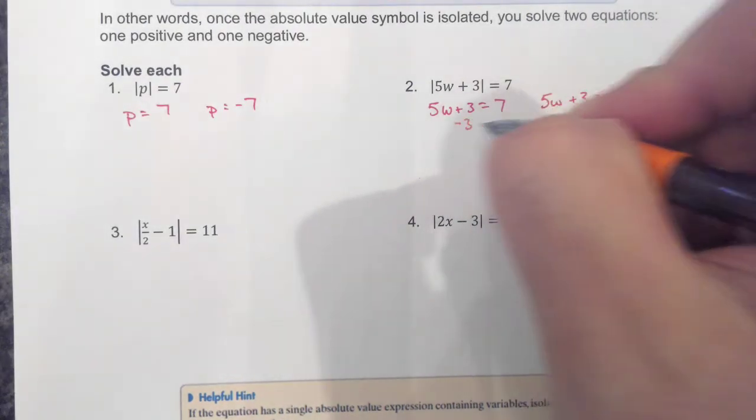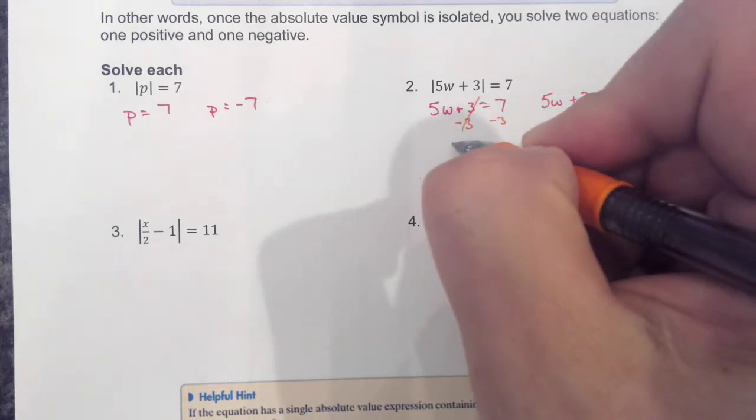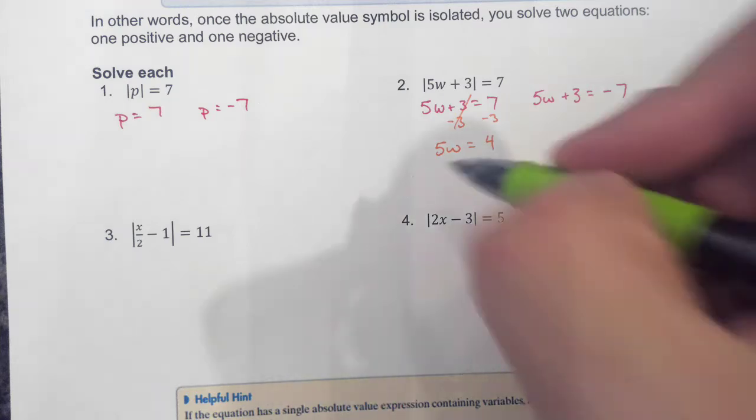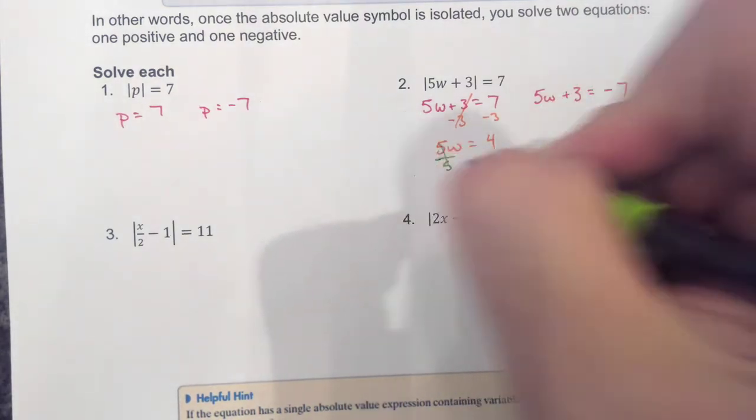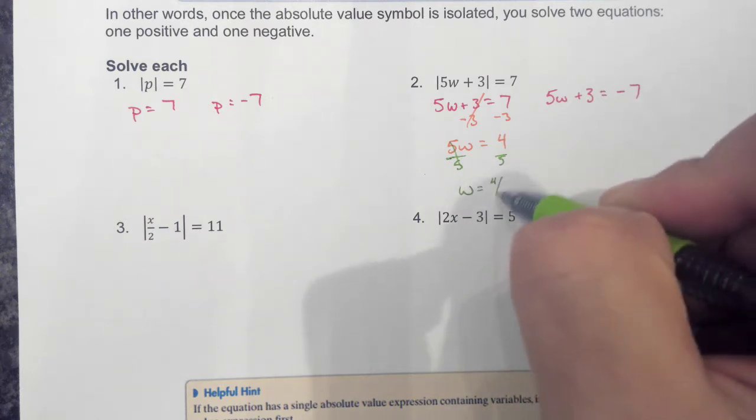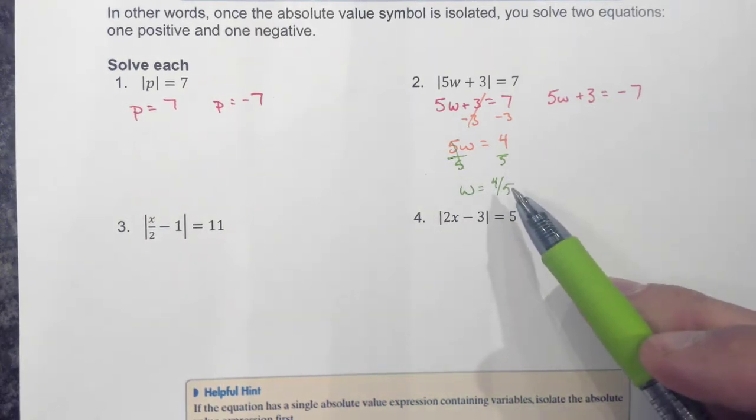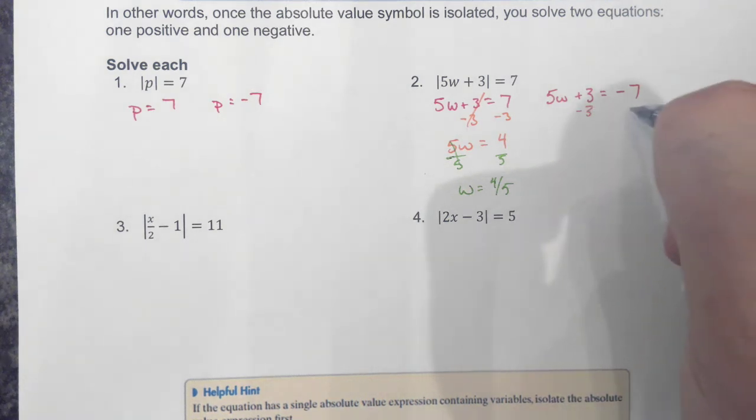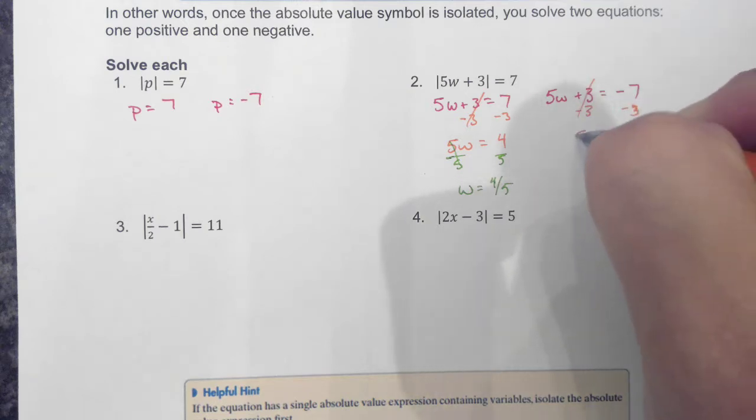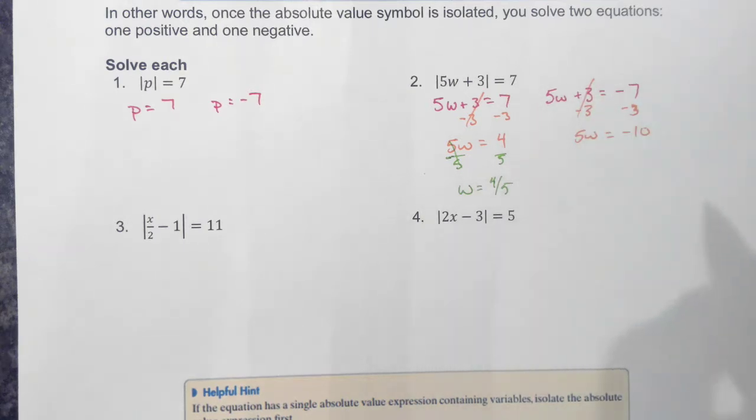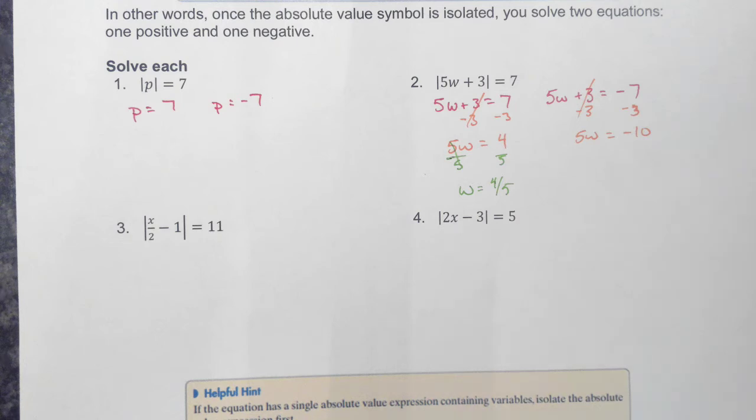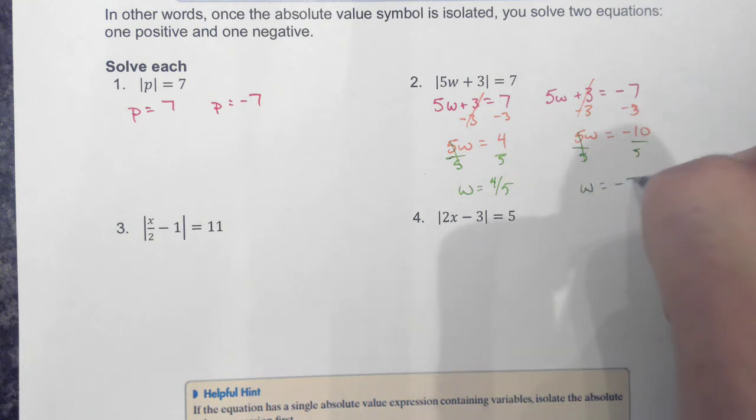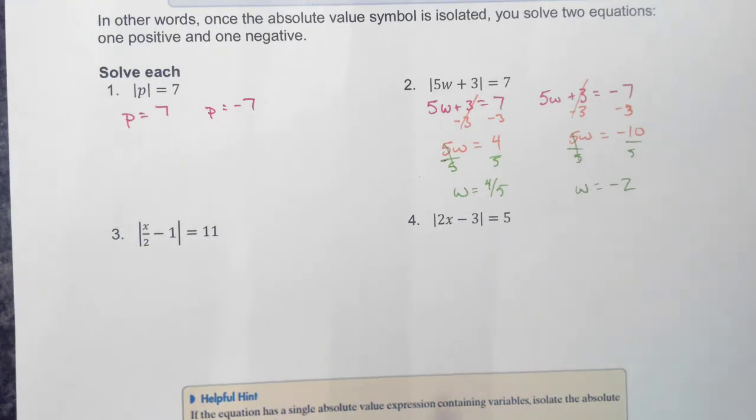The first thing we do is subtract 3 from both sides of the equation. You would be left with 5w equals 4. And then you would divide both sides by 5. 4 isn't divisible by 5 evenly, so you just leave it as the fraction 4/5. So there's your first solution. The second solution will follow the same steps. We would subtract 3, and 5w equals -10. And then again, divide by 5. -10 divided by 5 is -2. So you get 4/5 and -2 for your solutions.